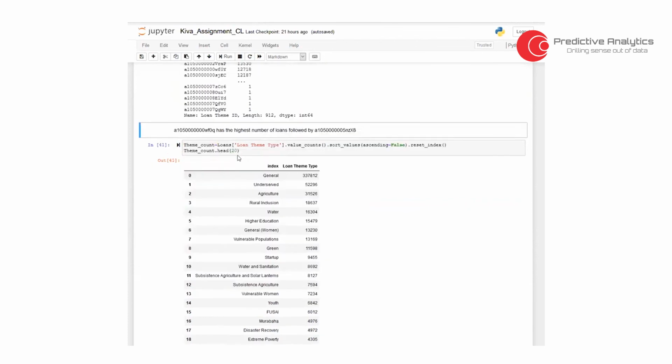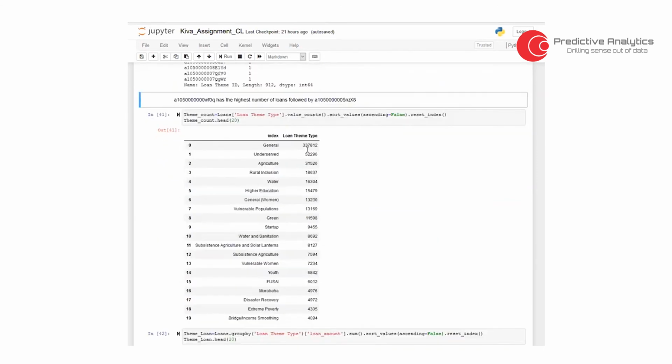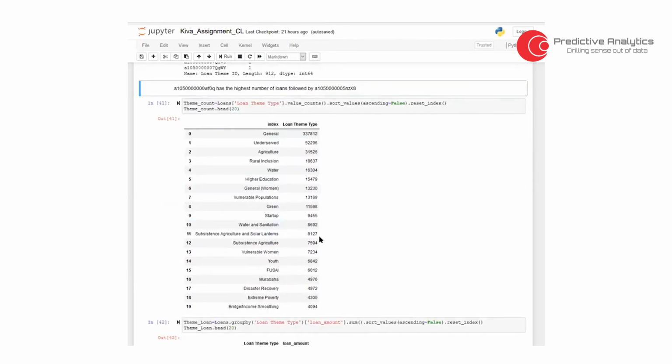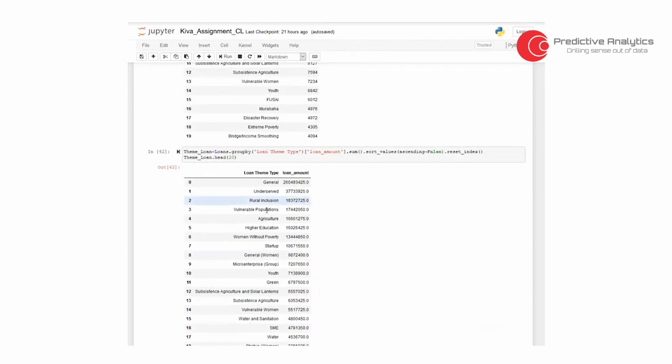So I decided to also look at the loan theme types, which combines most of these into one, in terms of general, underserved, agriculture and all that. After doing that, this is in terms of counts, and underserved appears the most. The second one is in terms of the loan amount. You can see general and underserved are still up. Agriculture comes third in terms of loan count, but in terms of loan amount, it comes in number 5. So this is something else. It's not the same.